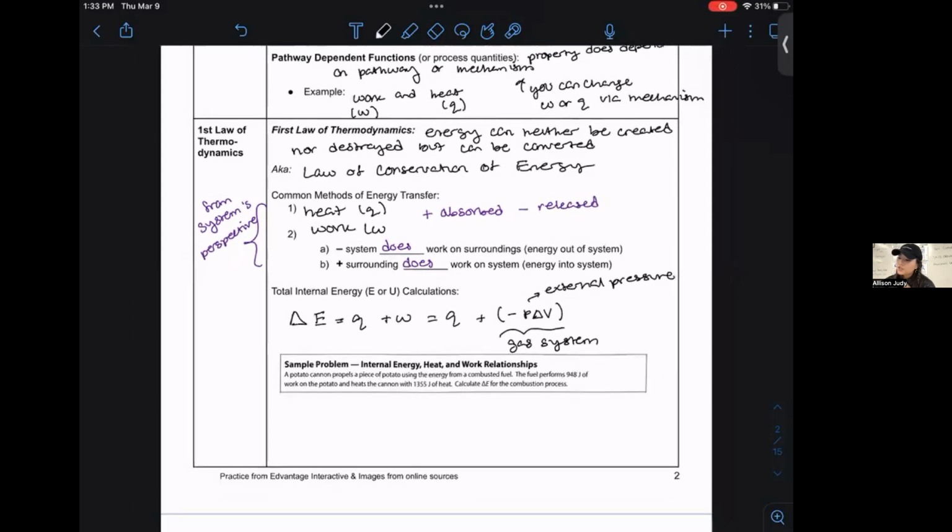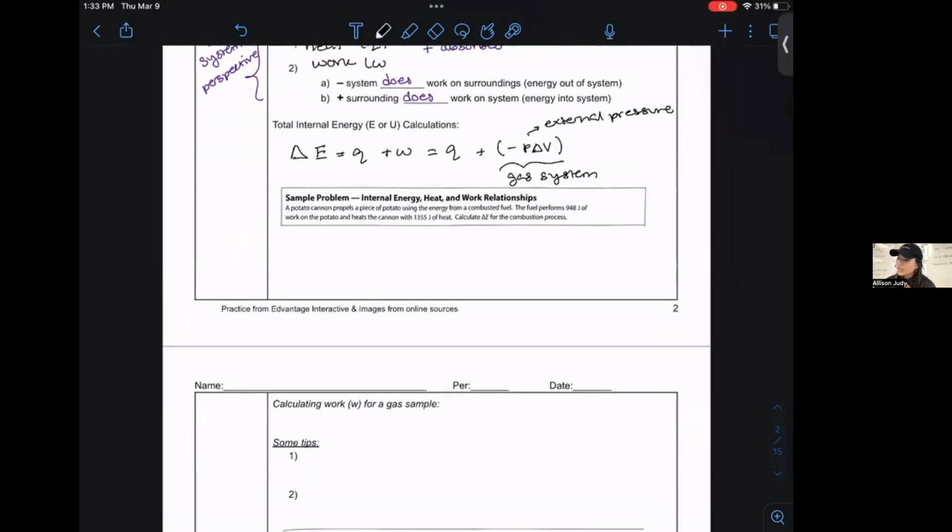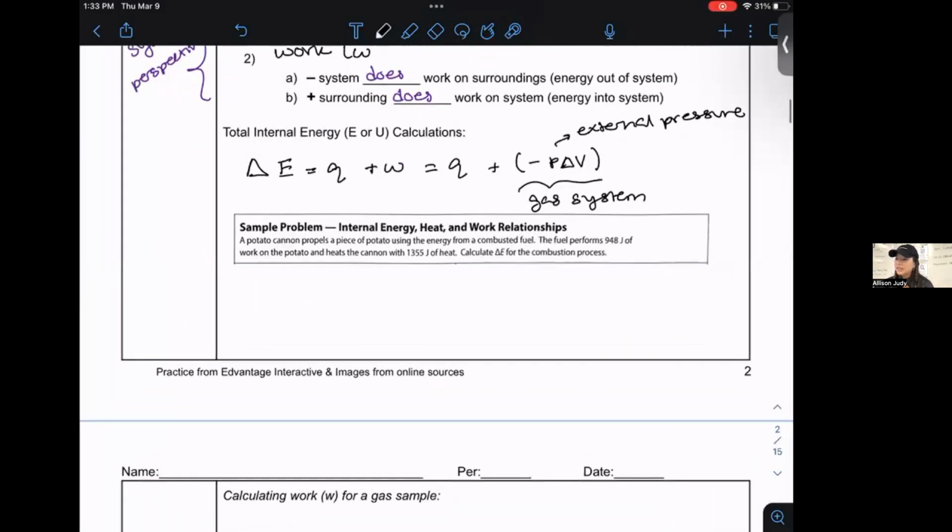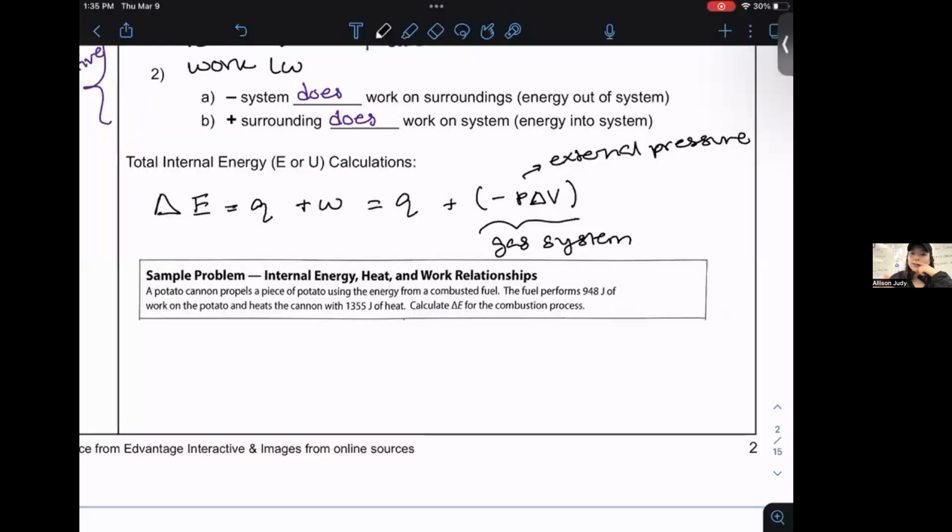Okay. So I just want you guys to do this problem because I don't think this is a crazy problem for me to walk you through. So go ahead and try it. So you have this whole potato cannon. Congratulations, you made a cannon with a potato. The fuel performs 948 joules of work on the potato. That's a weird way of thinking about it. And it heats the cannon with 1,355 joules of heat.